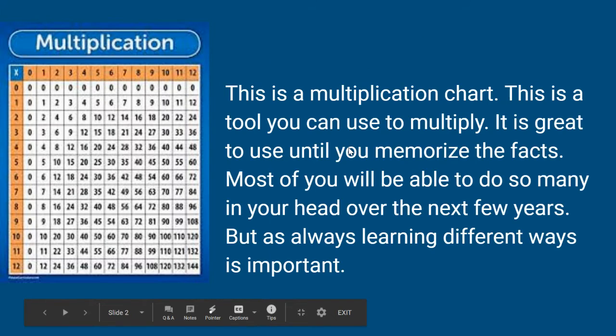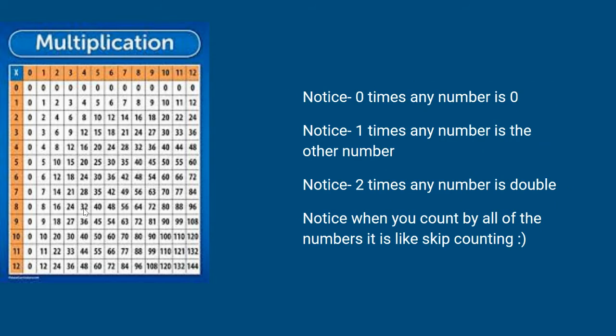Okay. So this is a multiplication chart. This is a tool you can use to multiply. It is great to use until you memorize the facts. Most of you will be able to do so many in your head over the next few years, but as always, learning different ways is important. So notice, these are the ones that you're multiplying. And so the orange are what you're multiplying. The white is the answers.